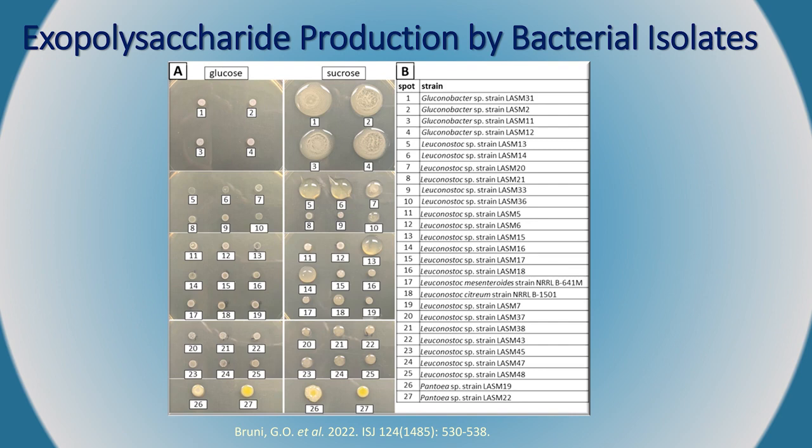And there's a lot of variability between all the strains we tested, meaning they don't all produce the same amounts of EPS. And then if we look down here, Pantoea is kind of an outlier, and it's one of these weird organisms because it's able to produce EPS on both glucose and sucrose because it uses different mechanisms for producing EPS than these other bacteria.